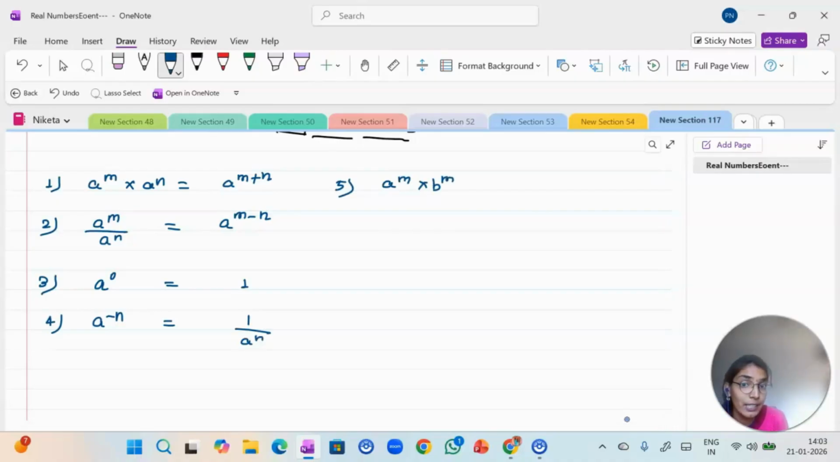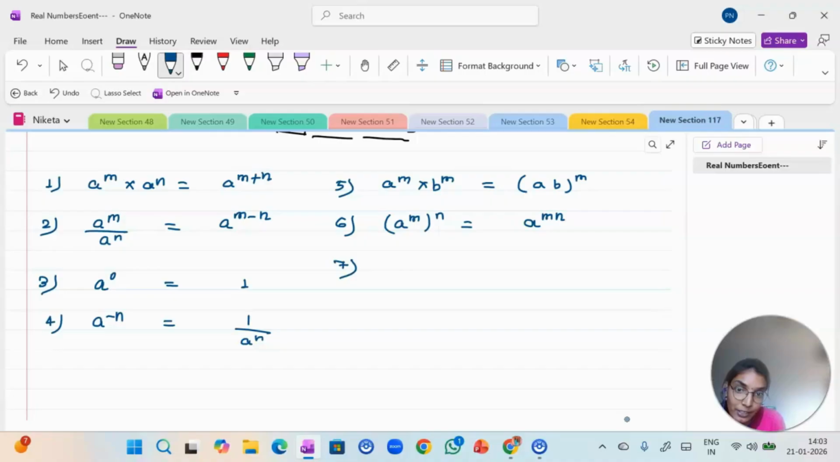The fifth one is a to the power m times b to the power m. In this one, you can see that the powers are the same, that is, exponents are the same, but bases are different. So it is going to be a times b to the power m. The sixth one is if a to the power m whole power n is given, you can write it as a to the power m times n.